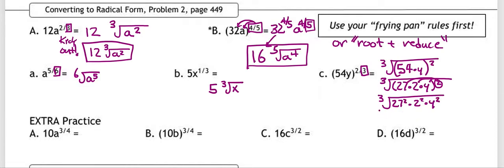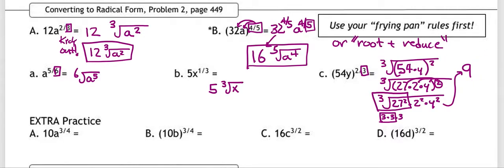This right here can turn into an actual 9. Since 27 is under a third root, you can break it down into 3 times 3 times 3, and then pick 2 of them, so that turns into a 9. So that whole thing turns into a 9, and that's the only thing that can get out of the radical sign. The 2 is not a cube, so it stays. The y squared is not a cube, so it stays.